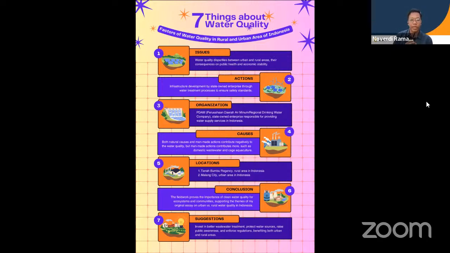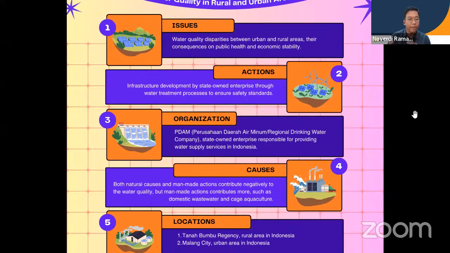First of all, the issue in Indonesia is that the disparity between urban and rural areas is big. It's also the same in Malaysia. The action the government has taken is infrastructure development to make the water quality in the urban area treated better, to ensure the standards of safety. And it is done by the state-owned company, the PDAM, which is responsible for providing the water supply service in Indonesia.